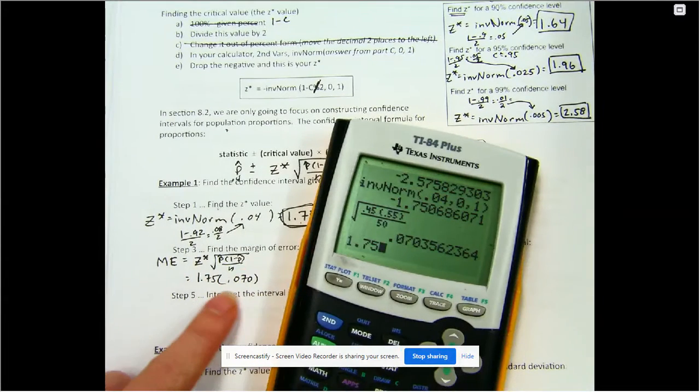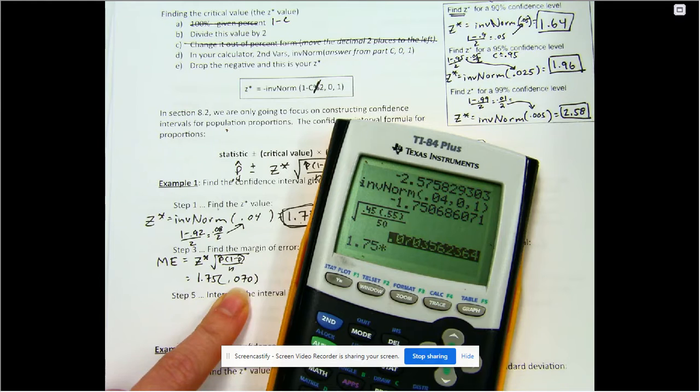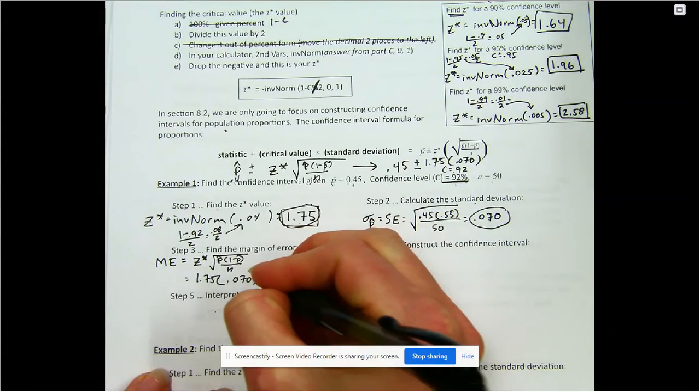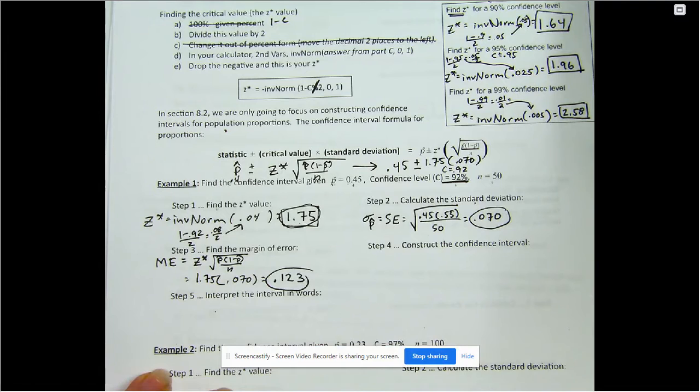I actually am not going to use a rounded value because intermediate rounding is not good. So even though I wrote 0.070, I'm going to scroll up and grab that guy, so there's my standard deviation. Okay, there we go, which I got about 0.123 for my margin of error.